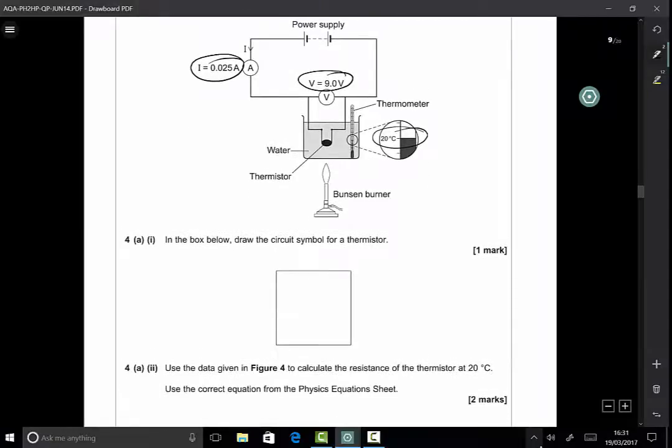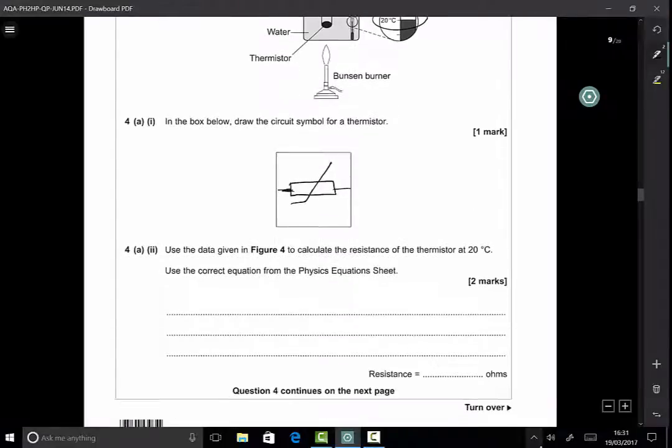So the first thing they've asked us to do is draw the circuit symbol for a thermistor. Okay, you've just got to learn your circuit symbols. The thermistor is the one that's the rectangle, because it's a type of resistor, with a hockey stick through it.